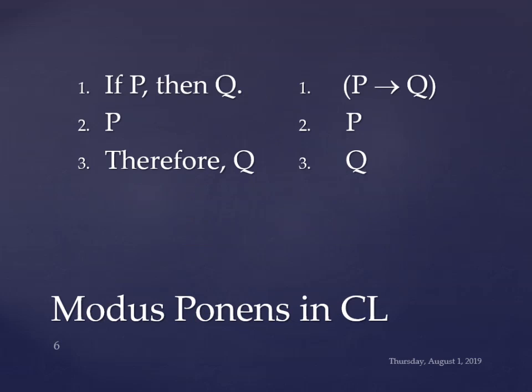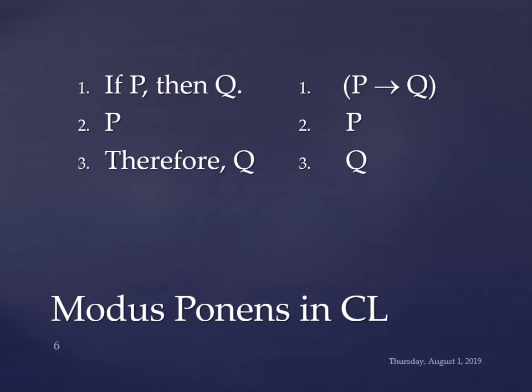We could also represent modus ponens, the argument form, in conditional logic. This idea that you can have a conditional statement like if P then Q, P, and therefore Q, you can represent that using the CL language: P arrow Q, P, Q.